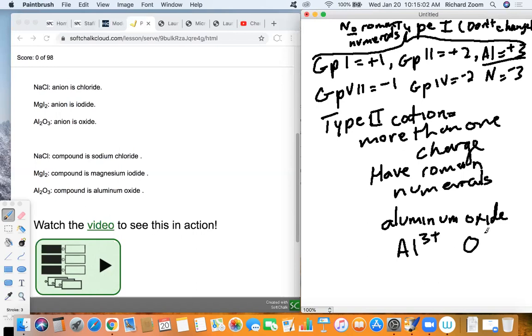Oxide is oxygen with a -2 charge. And then what we've got to do is come up with a way to make these even out. Now, obviously, if you had one of each, that's not going to work. +3 and -2 won't balance out. However, if we were to have 2 aluminums and 3 oxygens, that would mean that we've got +6 and -6, which means that the formula would be Al2O3.